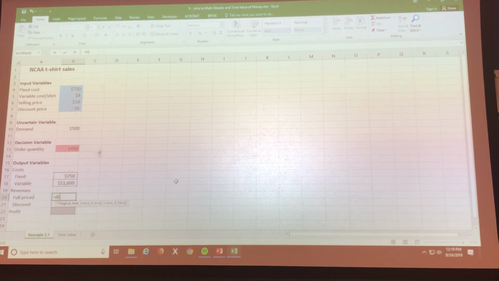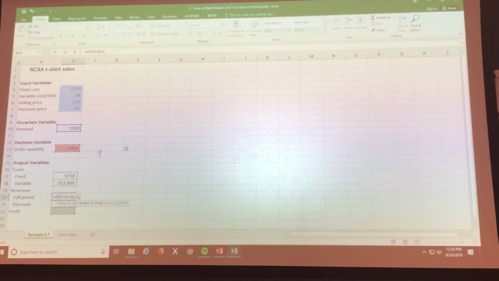Okay, so what do we want to ask? What would we like to ask? Pick one. Is the fixed less than the variable? It's not fixed and variable, it's demand and order quantity. If the demand is greater than the order quantity, okay. Is demand greater than order quantity?